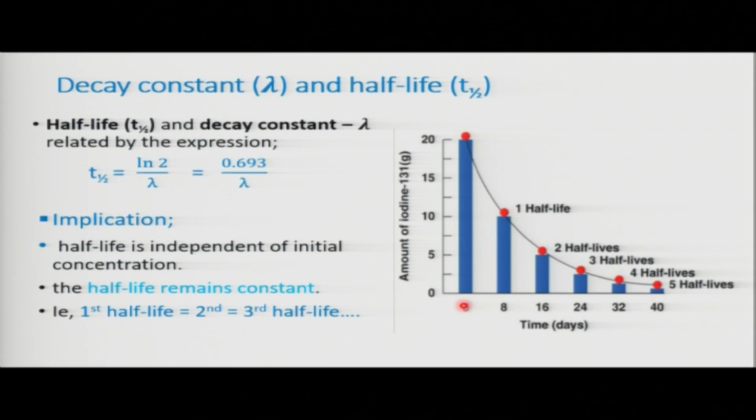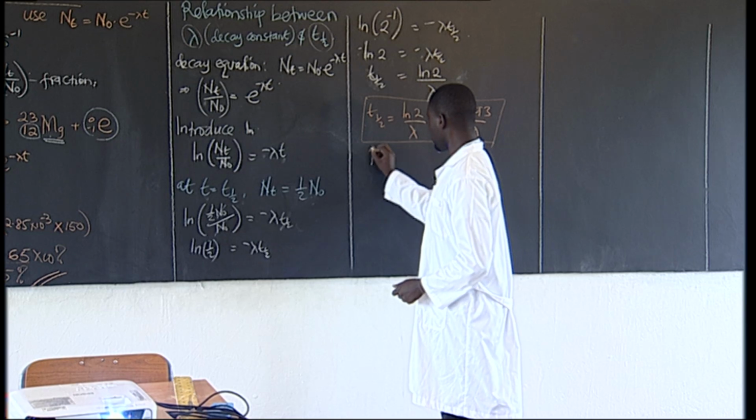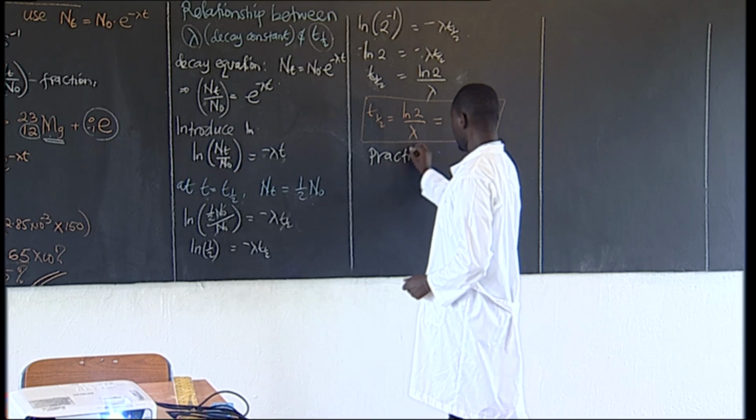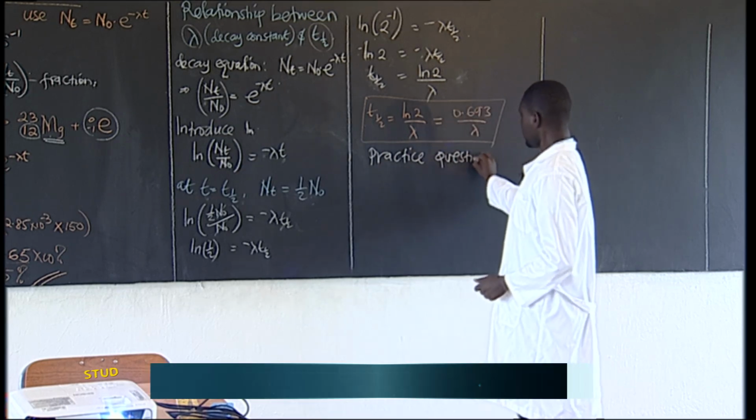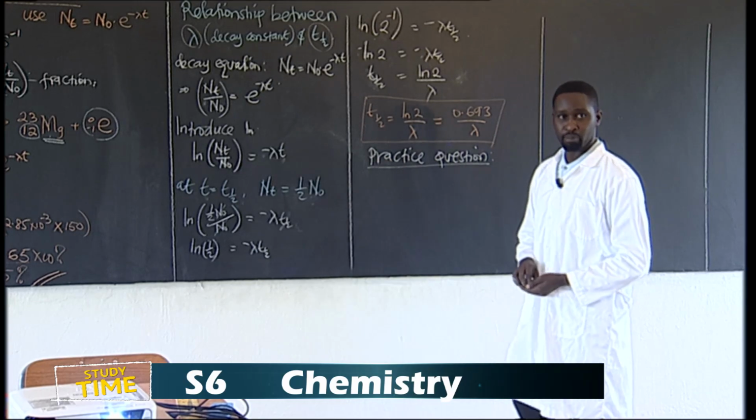So that is what we can quickly look at. Let's now see a calculation relating this half-life and the decay constant and how we can quickly come up with the answers. That is the practice question. Let's go to the practice question. As it is indicated on the slide, we can interpret it together.